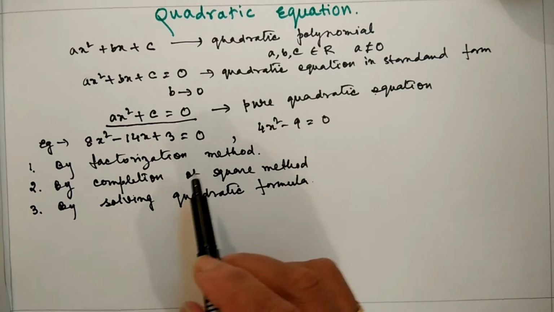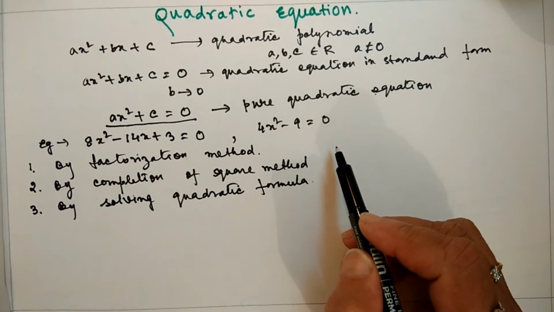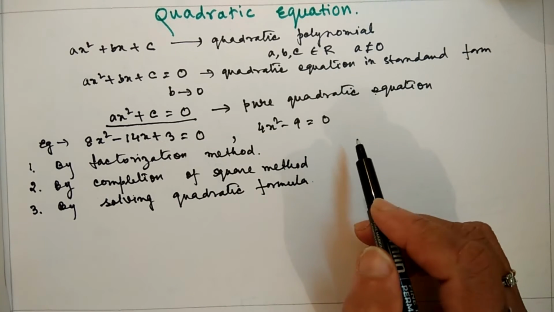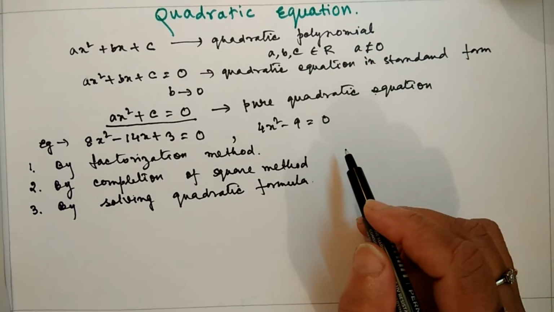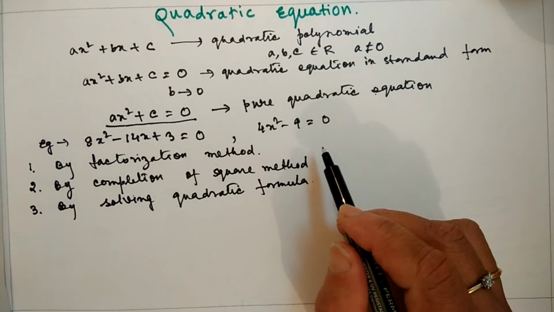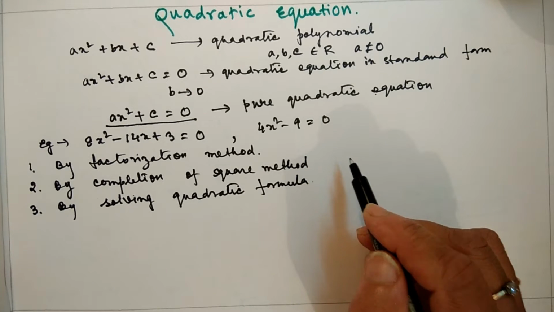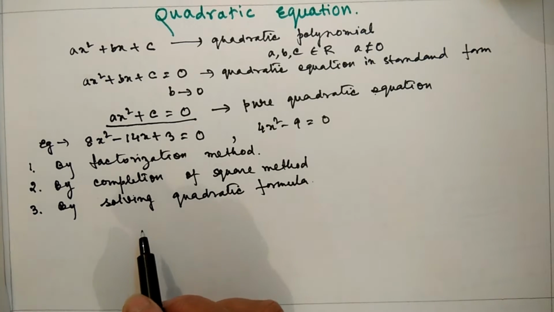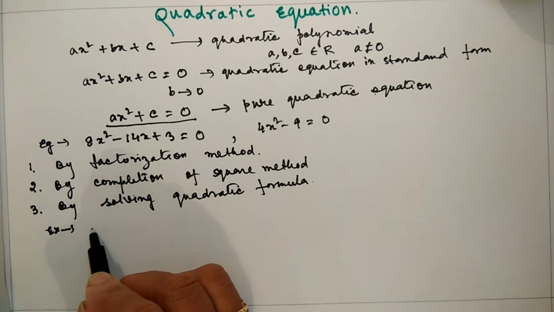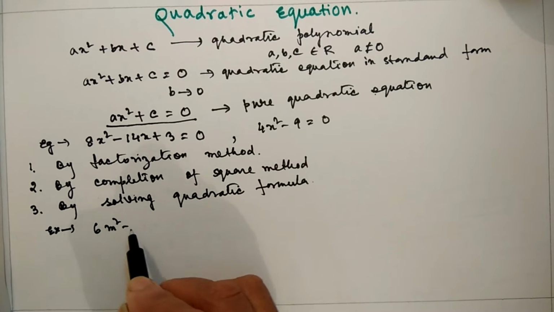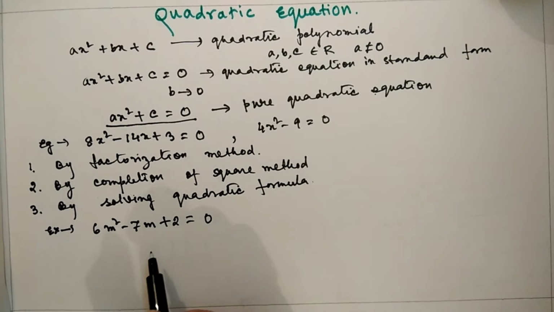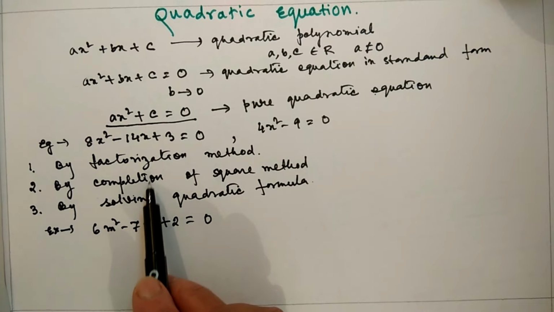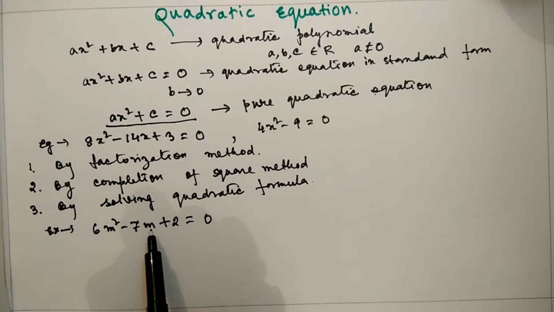Now friends, if the quadratic equation is not given in standard form, then what do we do? We rearrange the terms to bring the equation into standard form and then we solve. Now I will take one example. 6m² − 7m + 2 = 0. Now this equation I will solve by using all three methods.